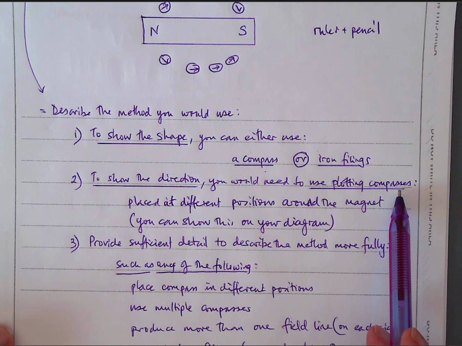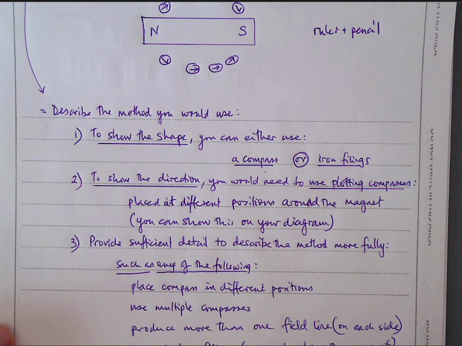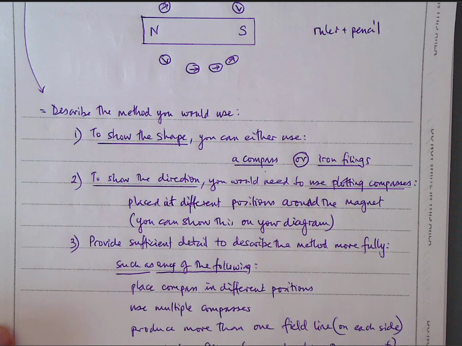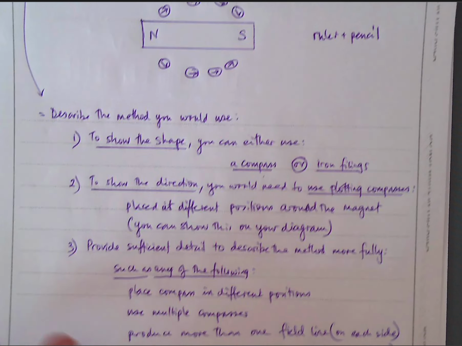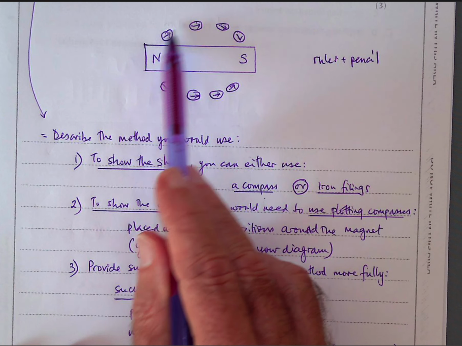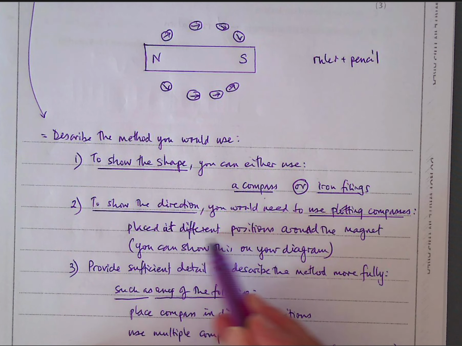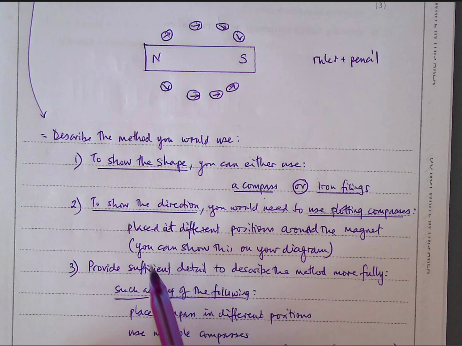I'm saying compasses because you need to position them at different points around the magnetic field, like I've drawn, and the arrow indicates the direction the compass is pointing, which is always from north to south. So I've drawn it at several positions to show that you've got to use it at different positions around the magnet. You can show this on your diagram, so that's a good way of using diagrams.